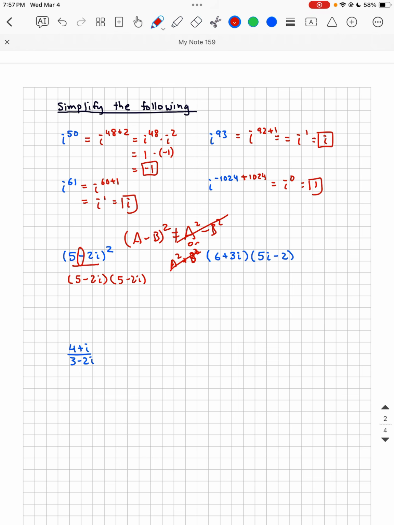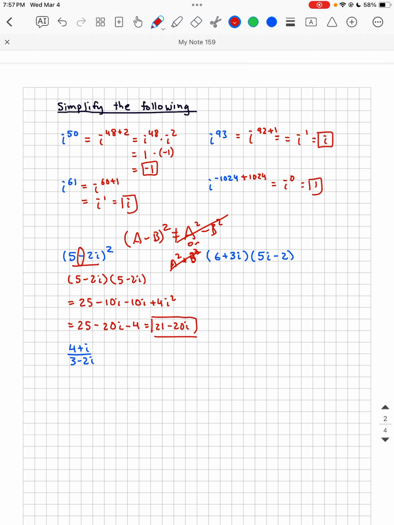So 5 minus 2i times 5 minus 2i. That in turn gives us 25 minus 10i minus 10i, and then we have plus 4i squared. Combine all your like terms. 25 is just 25, minus 10i minus 10i, that's a total of minus 20i. And remember, i squared is equal to negative 1. So what you have in the end is actually minus 4. Cleaning it one more time, 25 minus 4 is equal to 21, and then minus 20i, and that is going to be your answer.